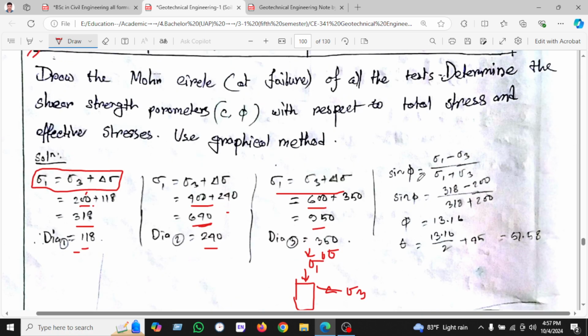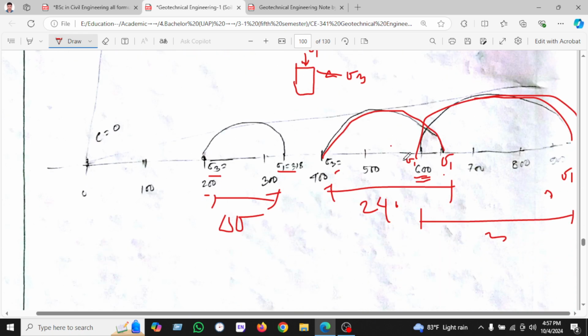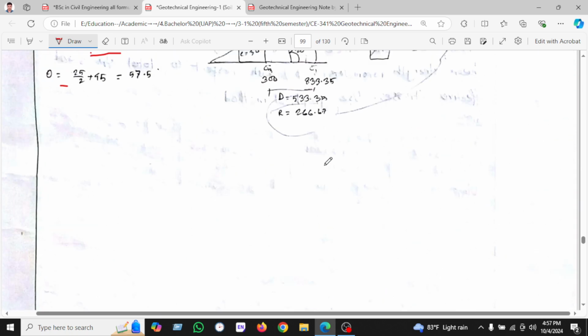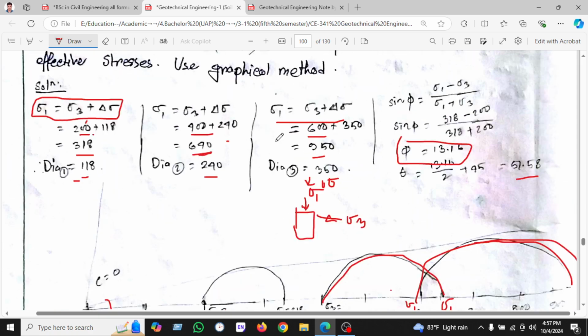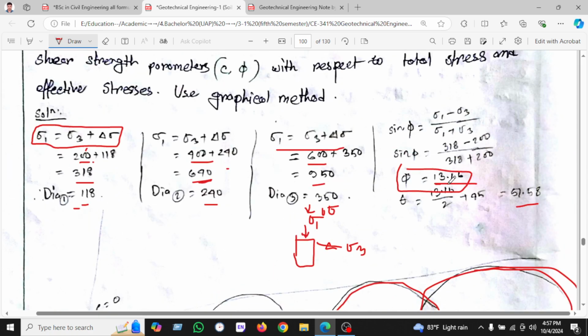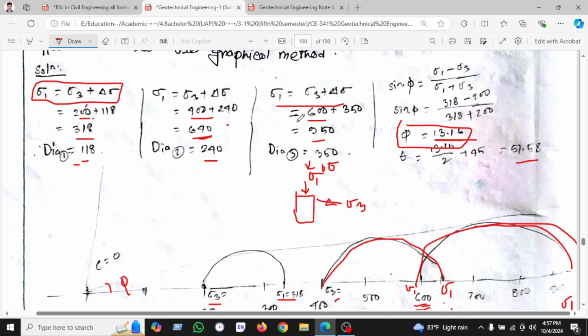And we know that sin φ equals (σ1 − σ3) / (σ1 + σ3). If we solve this and find the angle, which is 30.16, that will be the angle φ, and θ will be 51.54. So if we go to this, this angle is φ, 30.16. These are the angles of 30.16.